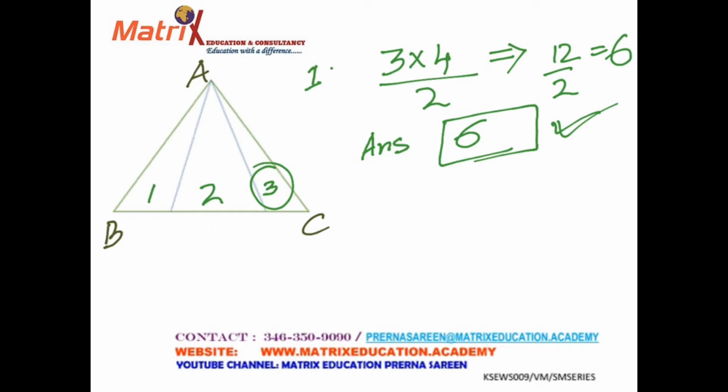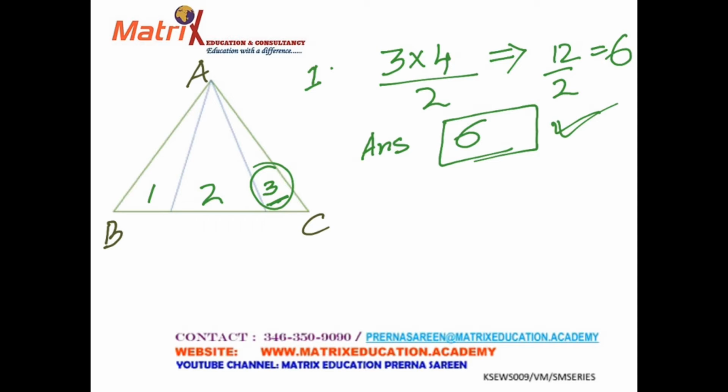I'll repeat it again. We will count the partitions, and in this case the base is BC. This is the base where the triangles have started splitting up, and A is the vertex, so it splits from A dropping down to the base BC, and I have 3 partitions: 1, 2, 3. Multiply this number with its next number, divided by 2. You will get the answer. In this case it is 6.